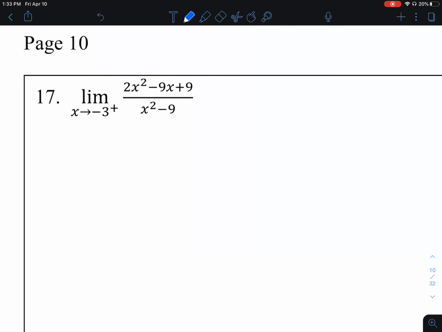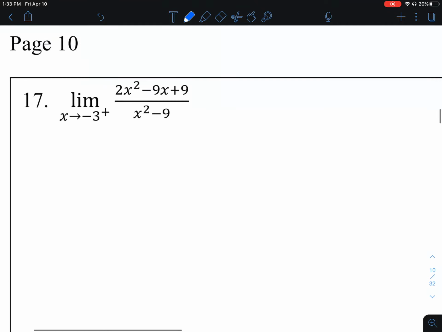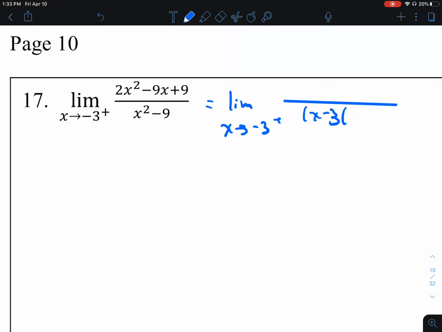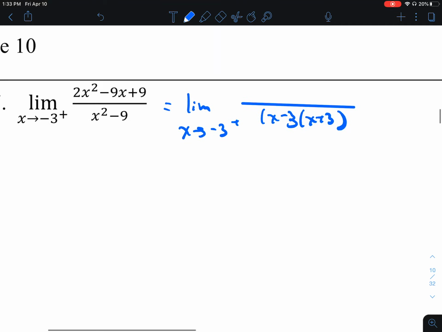17. See, we can factor this one. We can't use direct substitution once again because the denominator would be 0. We can rewrite this as the limit as x approaches -3 from the right. The denominator is an x minus 3 and an x plus 3. The numerator, if you use splitting the middle term and factoring by grouping, you're going to get 2x minus 3 and an x minus 3. The x minus 3's cancel.